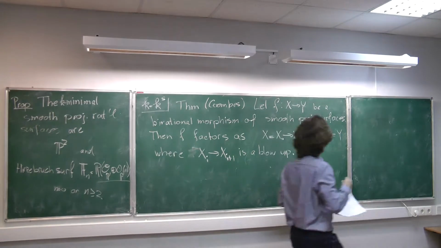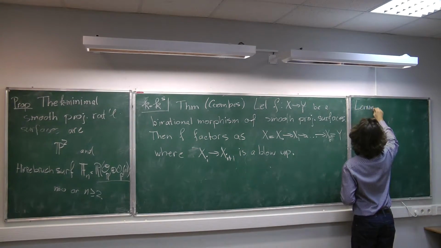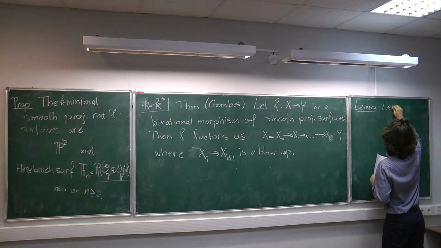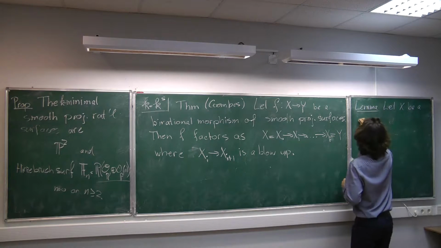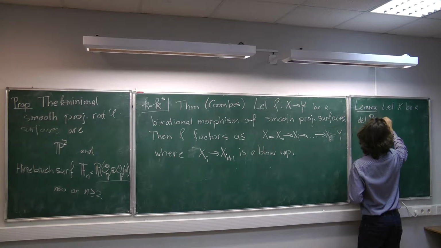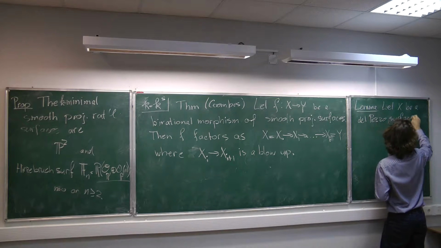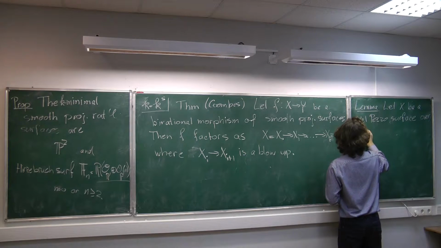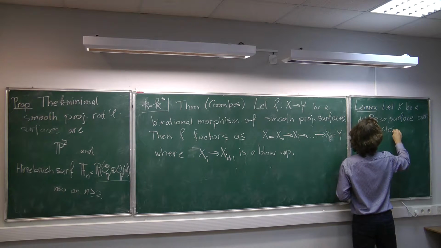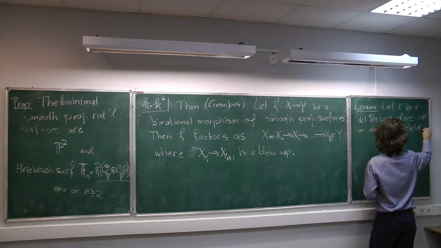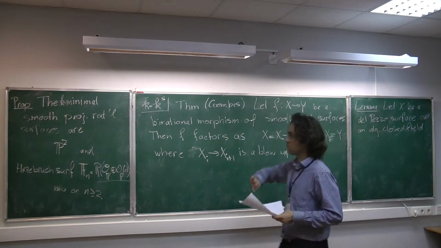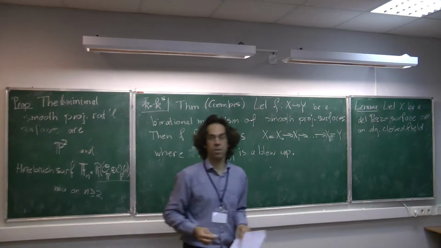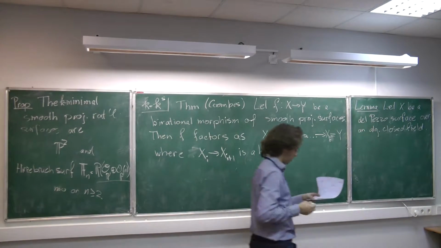Okay, so here's the lemma about Del Pezzo surfaces, namely that X is a Del Pezzo surface over an algebraically closed field in this case. Then we've seen these exceptional curves. They're curves with self-intersection -1. And in fact, as soon as you have a curve with negative self-intersection, it's one of those.